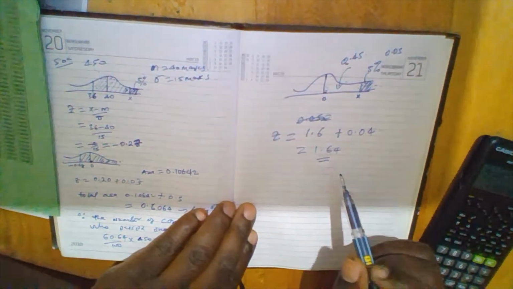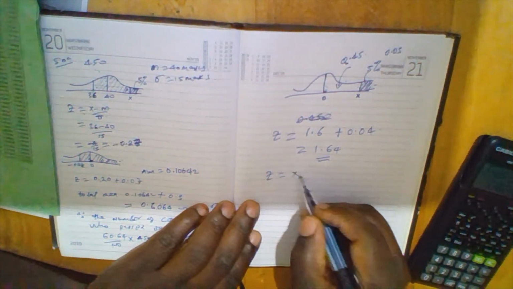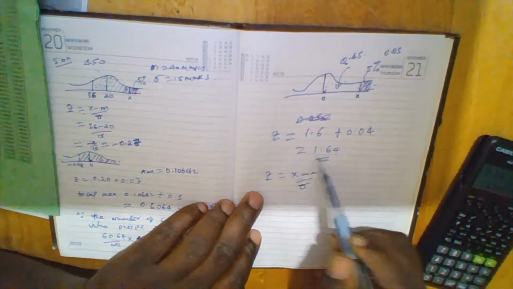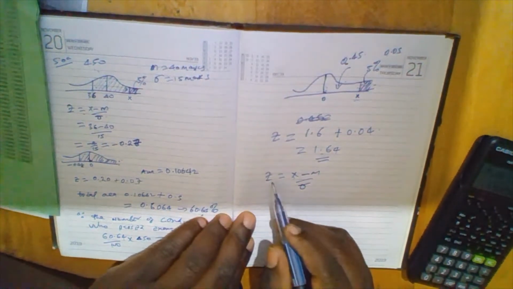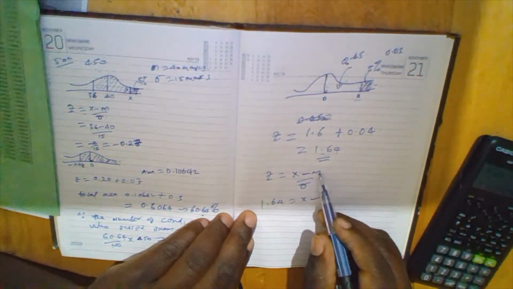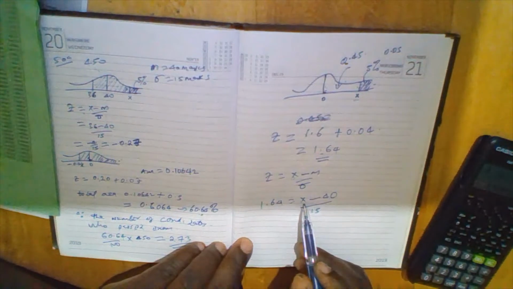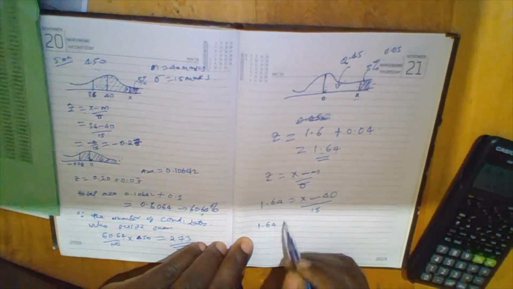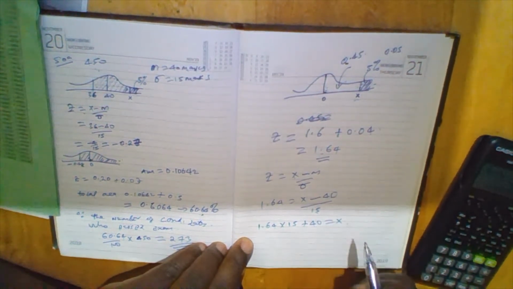Once we get the Z value, we go back and apply the formula that Z is given by X minus mean over standard deviation. Now we need to get the value of X. Therefore, the Z value, which is 1.64, equals X minus the mean, which is 40, over the standard deviation, which is 15. We can make X the subject by multiplying both sides by 15. So we have 1.64 times 15 plus 40 equals X.